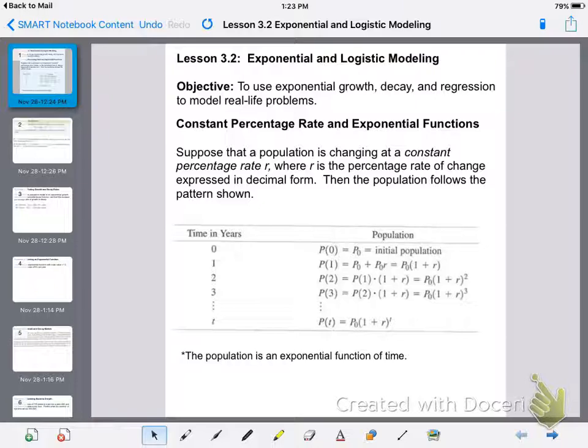What you see here on this first slide is just sort of a setup for the formula for an exponential function involving population. It says, suppose that a population is changing at a constant percentage rate r, where r is the percentage rate of change expressed in decimal form. Then the population follows the pattern shown, and you can see the pattern. The population is an exponential function of time.